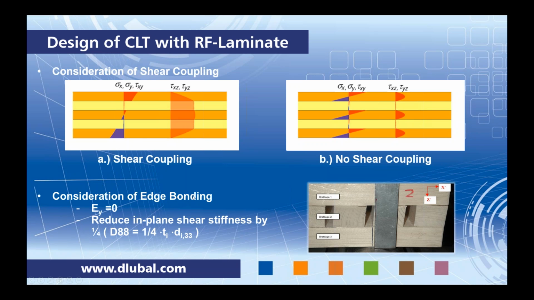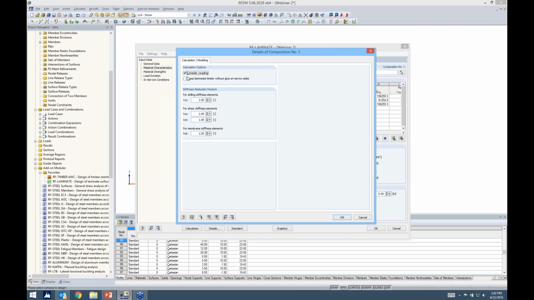Now, consideration of edge bonding, or whether the boards are glued at the narrow side. This is a perfect example of where the boards are not glued at the narrow side. Therefore, we'd set our stiffness in the local Y direction equal to 0. We'd also reduce our in-plane shear stiffness by 0.25. When I go back to RFEM, you can see here I'm already considering coupling. If I check this cross-laminated timber without glue, you'll notice that my in-plane shear stiffness will now be reduced by this coefficient 0.25. That's exactly what I just mentioned in the PowerPoint. We don't have this scenario here, so we'll just leave this alone.